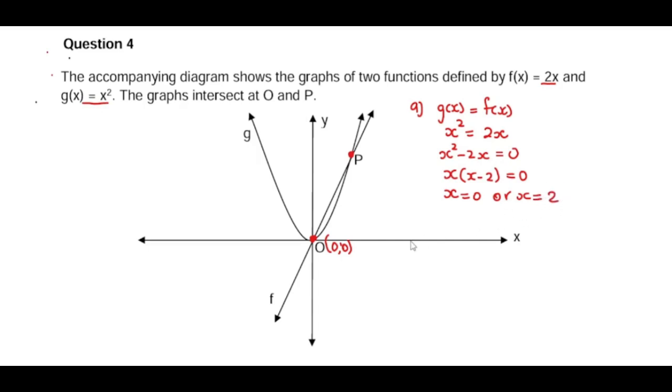Remember that already we know the x coordinate of O. So this tells you that x equals 0 is for that O, because the x there is 0. This x, equal to 2, will be the x coordinate of P.